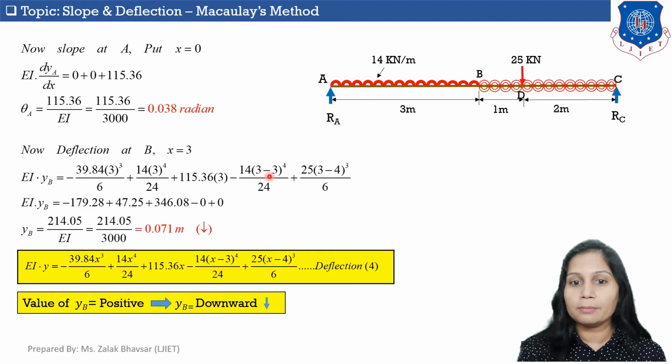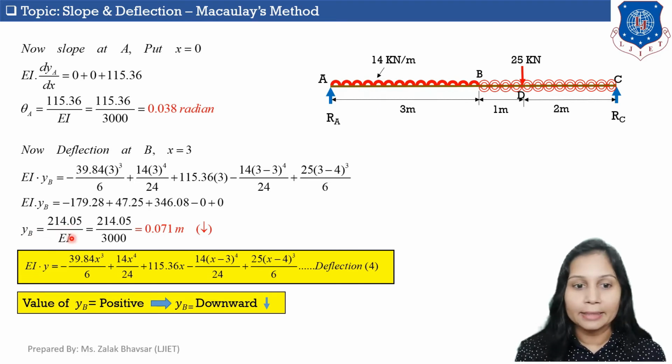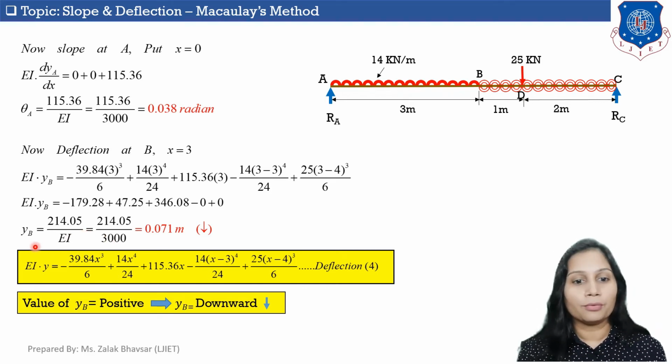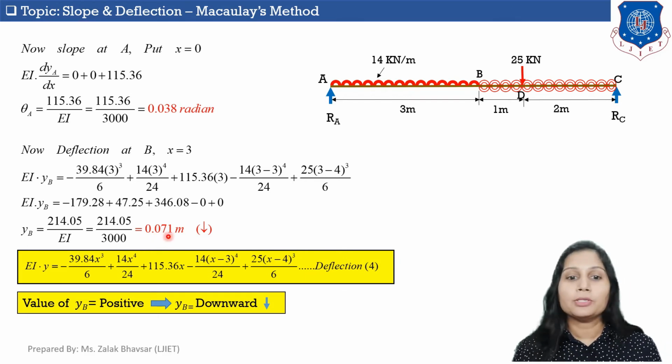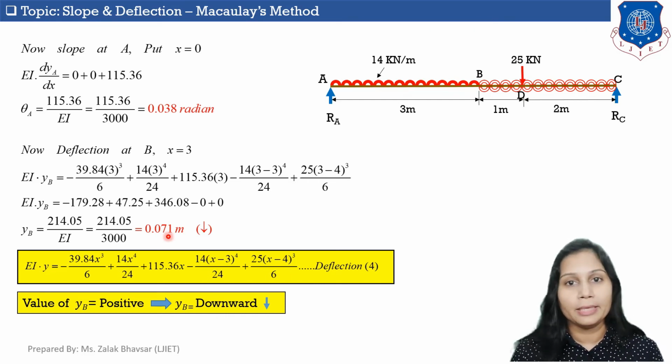minus 14, 3 minus 3 raised to 4 by 24 plus 25, 3 minus 4 raised to 3 by 6. If I calculate this, then I will get YB is equal to 214.05 upon EI. So value of EI is 3000. So I will get value of YB is equal to 0.071 meter, which is in a positive. So I can say that deflection will be in a downward direction. Okay. So we completed with the sum.